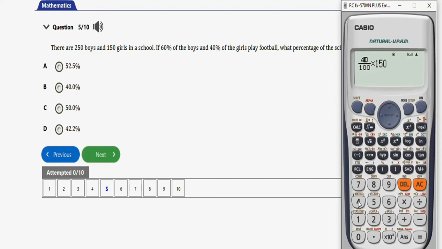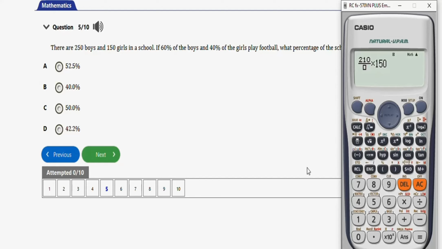Remember, we got 150 for boys and 60 for girls. So to get the percentage of the school that plays football, it should not be, let me show you, 60 plus 150, which gives us 210, over the combination of the boys and girls in the school.